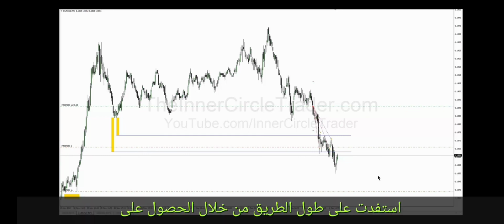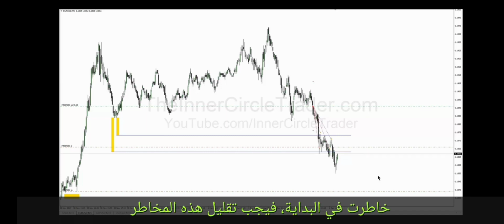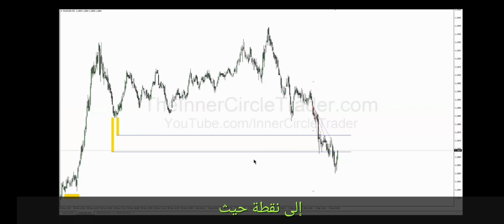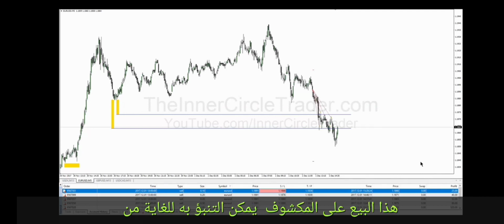But I profited along the way, taking out small portions because you never know. You never know if it's going to go down to your objective. And if you've taken the risk on initially, that risk needs to be reduced to a point of which where it's no longer impactful. And there's my stop loss being tagged. And there is the fruits of that short.